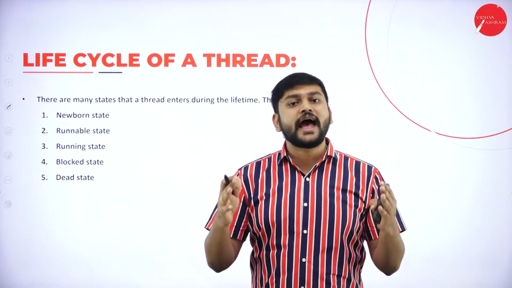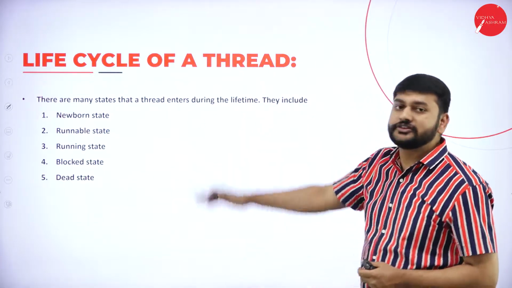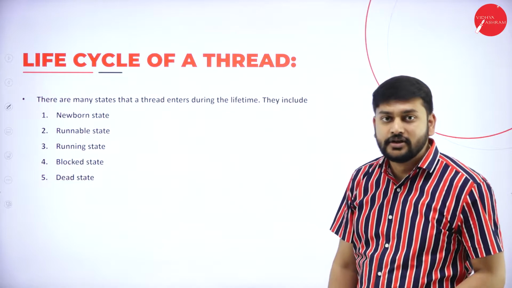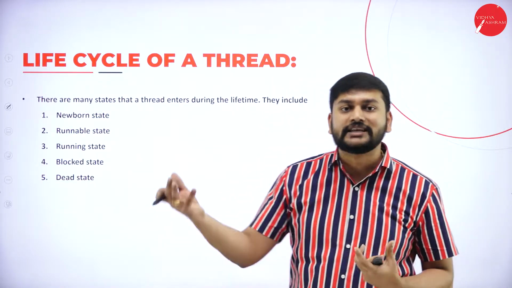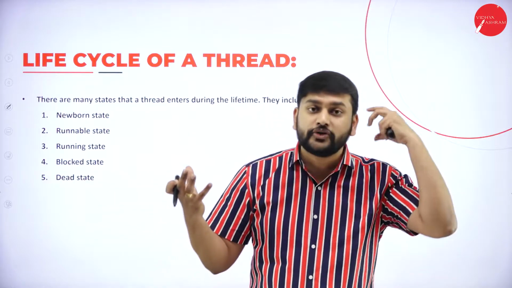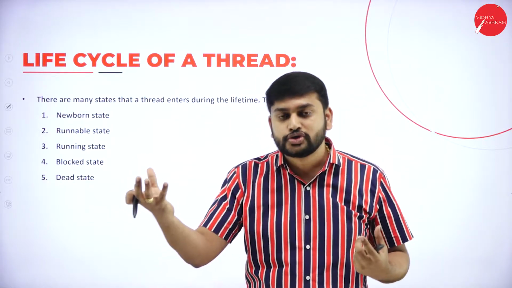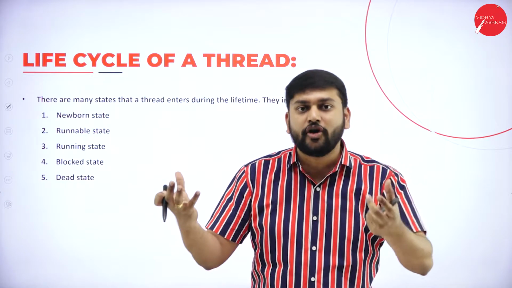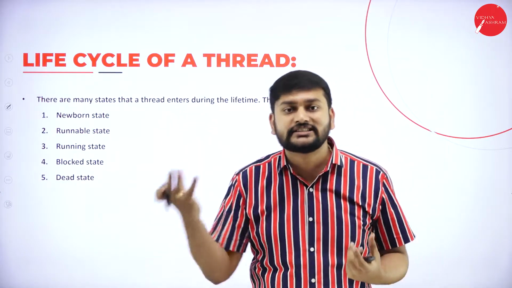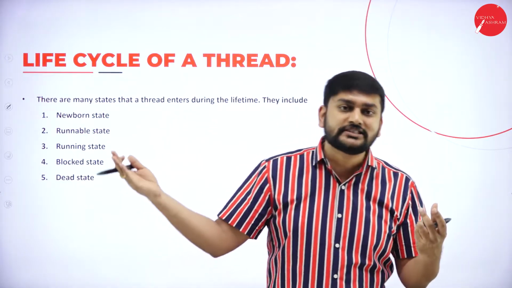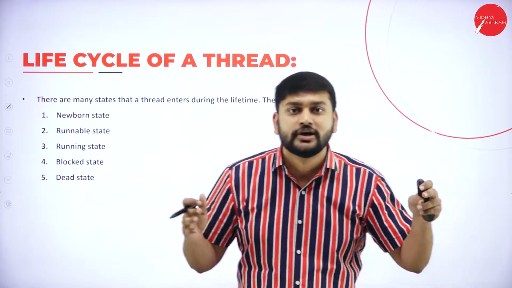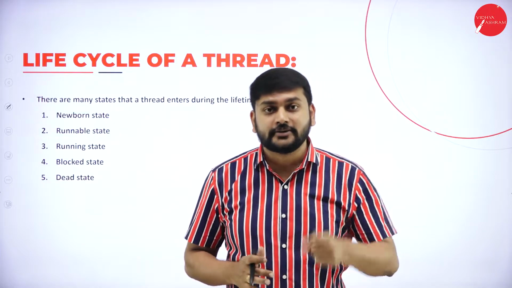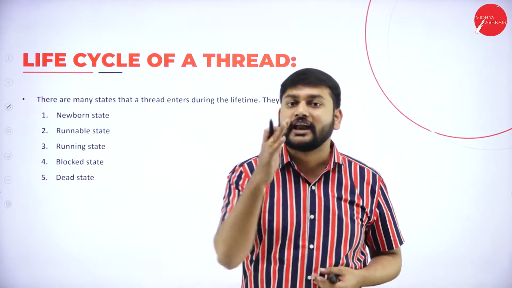What do I have in this topic? The life cycle of a thread. Let's understand how exactly we create this thread and how exactly it comes to an end. Between this start and stop, that is the initial state of the thread and the last state of the thread, how many different states does the thread come across? That's what you need to understand with the concept of the life cycle of a thread.